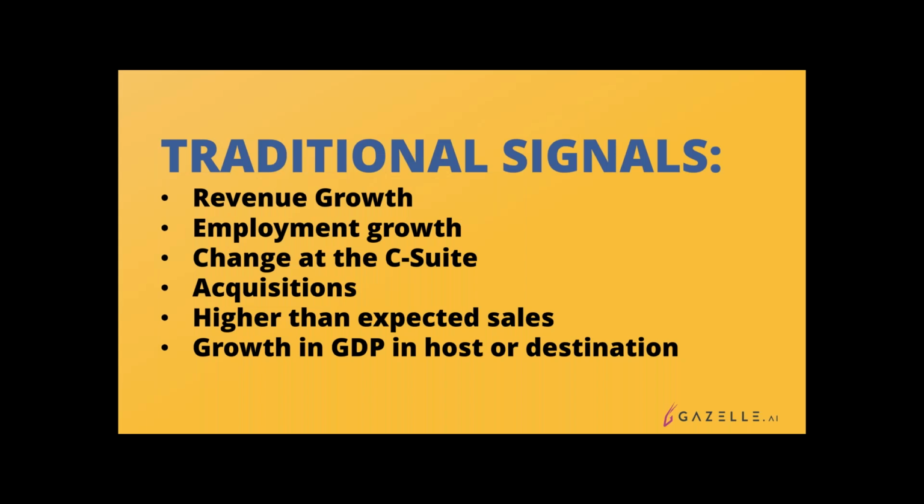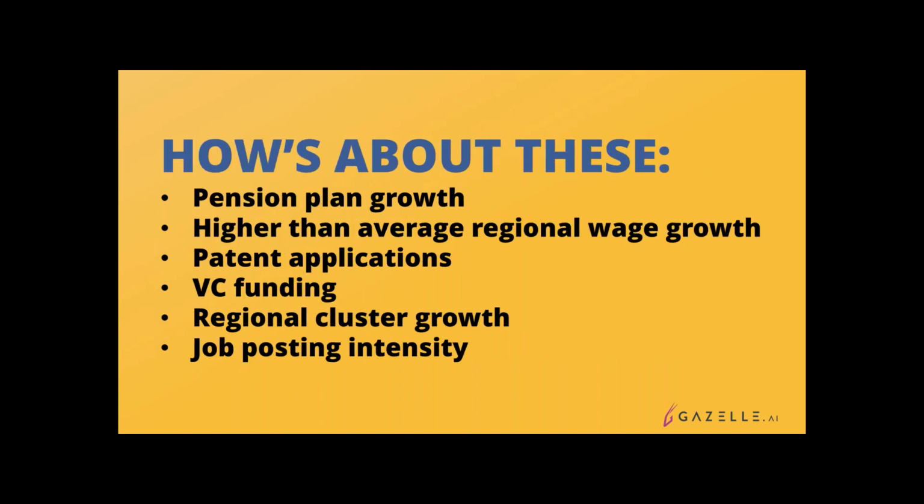So some of the traditional signals that we were using at the very outset before AI were revenue growth, employment growth, changes at the C-suite. Did the company make any acquisitions? Did the company have higher than expected sales? From an FDI perspective, we always knew that growth in GDP in the host and destination countries were always important. So these were the kinds of things that we were using, back when we were pre-AI and making those phone calls and emails. But we wondered, well, what about pension plan growth?